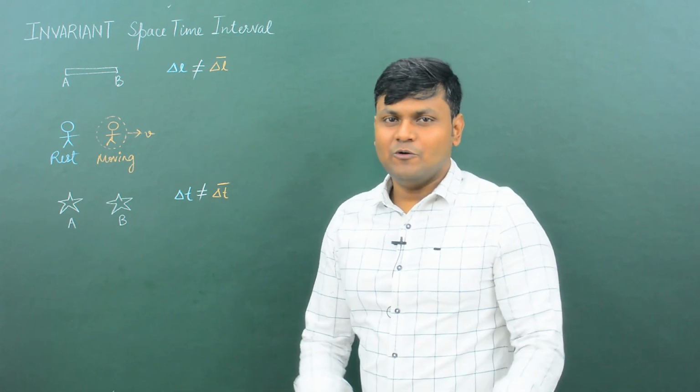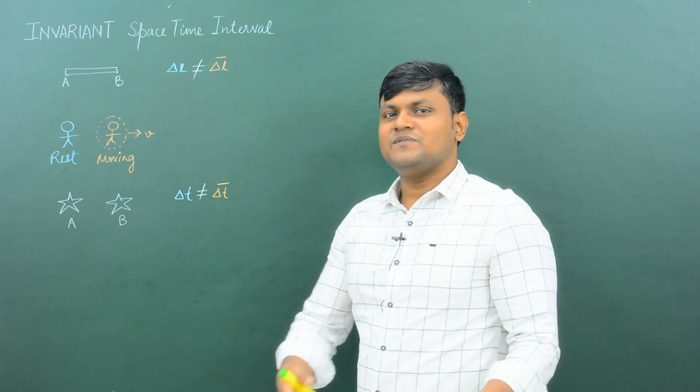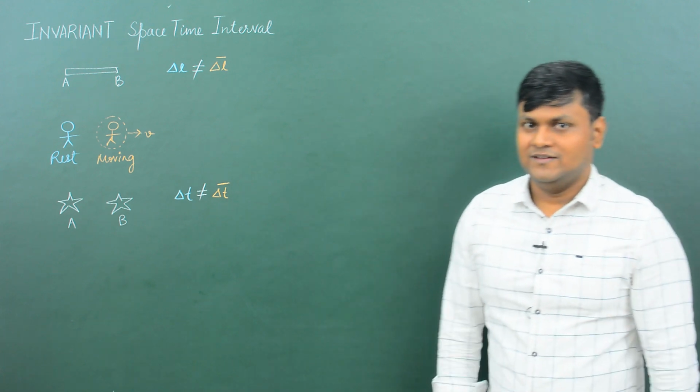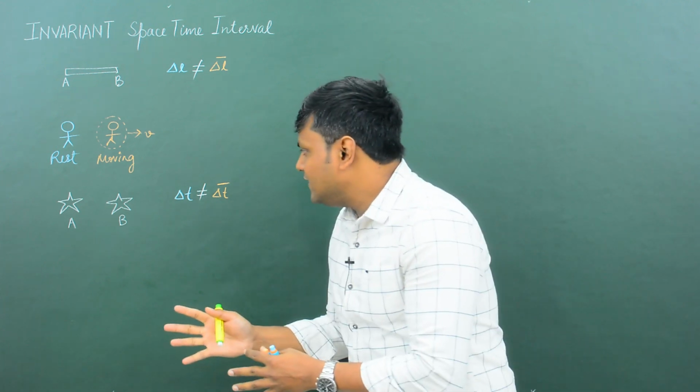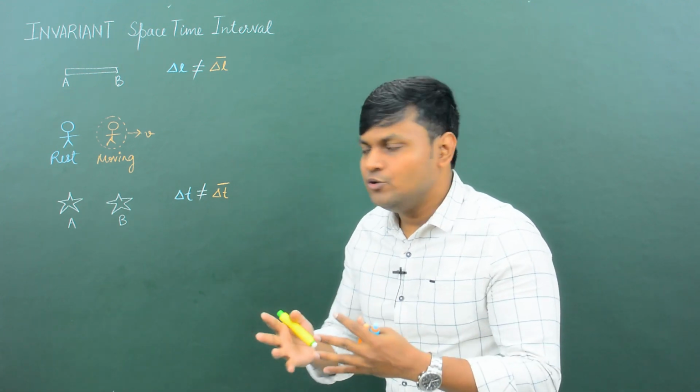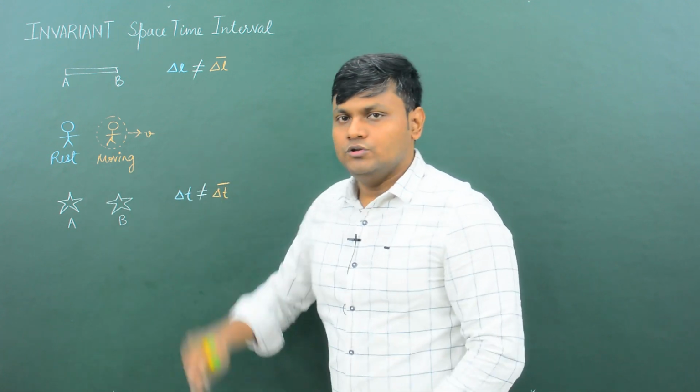So, can we obtain something out of this? Is there something that we can hold on to? Is there some quantity that is actually the same for both the observers?